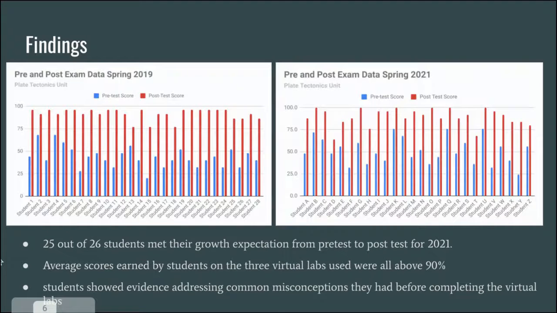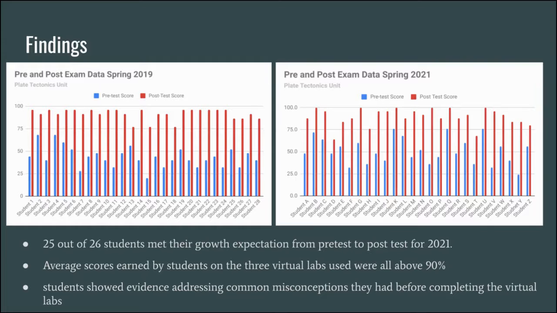So these are my general findings when comparing 2019 data to 2021 data. You can see in blue are the pre-test scores and in red is the post-test scores. And 25 out of my 26 students in my course right now, they met their growth expectations, and their average scores on the individual virtual labs for all 3 of them, all 3 of those average scores were above 90%.